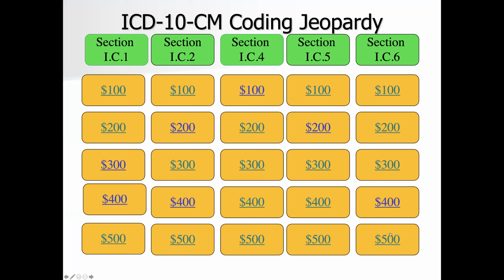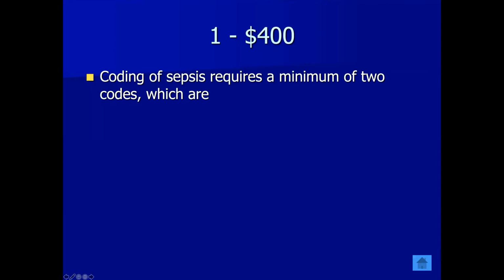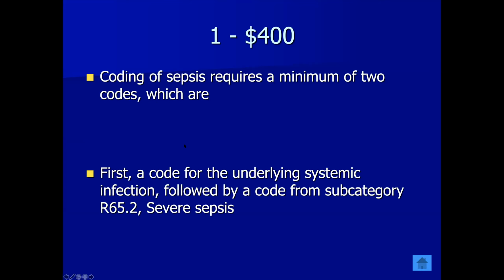Let's go section 1, 400. Coding of sepsis requires a minimum of 2 codes, which are what? First a code for the underlying systemic infection, followed by a code from subcategory R65.2, severe sepsis. That is correct for Destiny.